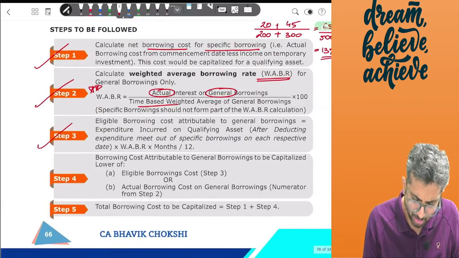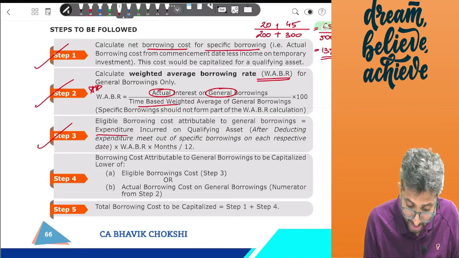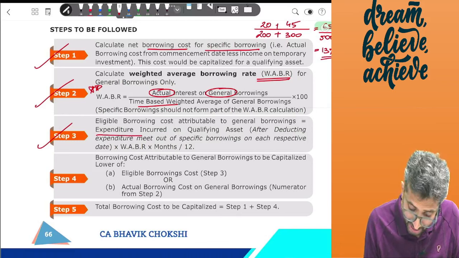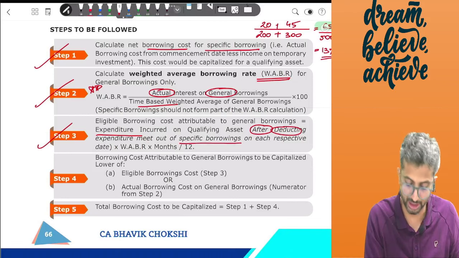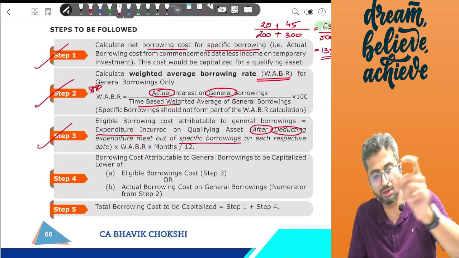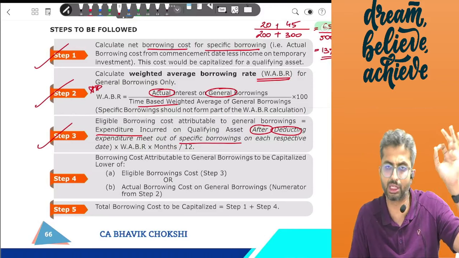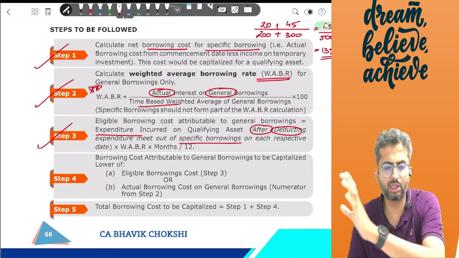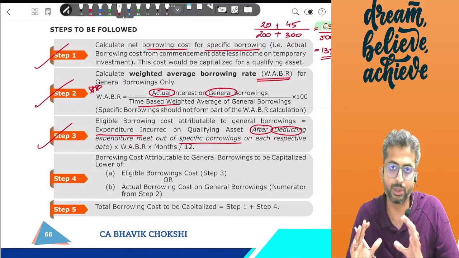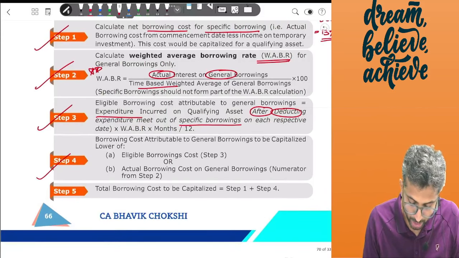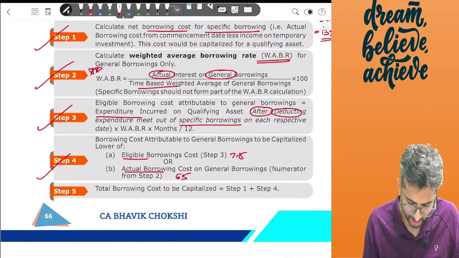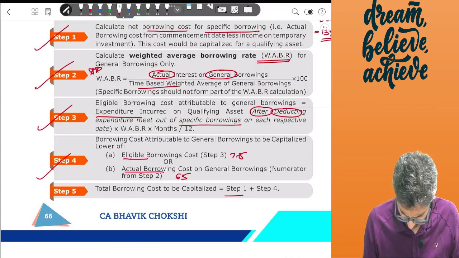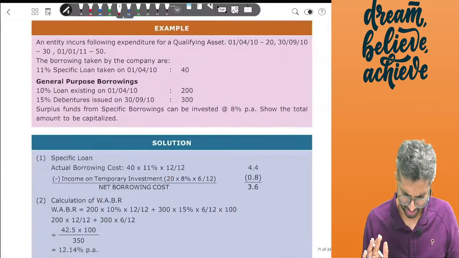Then you find the eligible borrowing cost, which is based on expenditure incurred on the qualifying asset after deducting the amount from specific borrowings. Then whatever is left over, we take that. So out of 100, 40 is from specific, remaining 60 is from general, into the 13% rate into the time period for which it was utilized. And the borrowing cost will be the eligible borrowing cost. In our example, I think we got around 7.8, or the actual borrowing cost, which was 65, whichever is lower. And this will give you the total borrowing cost to be capitalized.